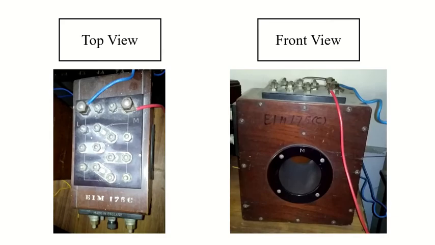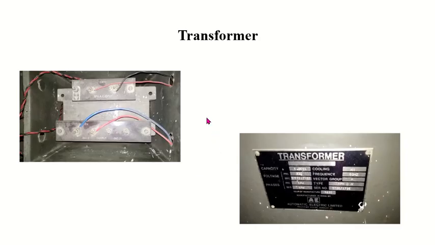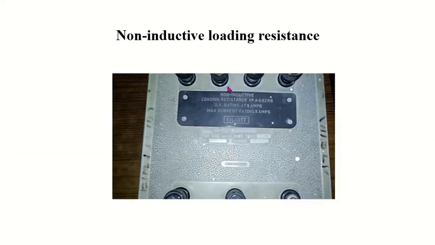And this shows the standard CT which is being used in this experiment, the top view of it, and the connections are shown. Then we have the front view. This is the left side view, and this is the right side view of the standard CT. And this is the top view of the single phase transformer that is being employed, and the ratings are shown on the bottom right side. Then there is a non-inductive loading resistance employed.